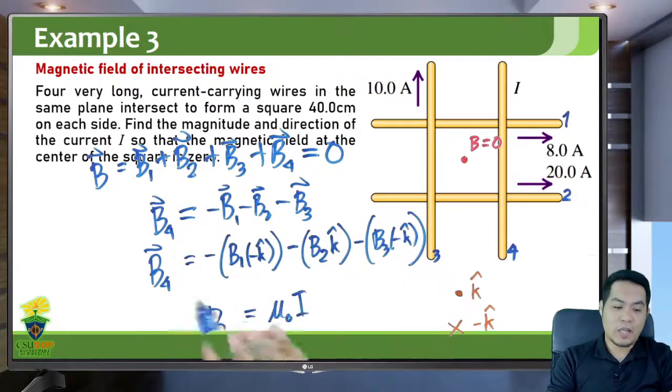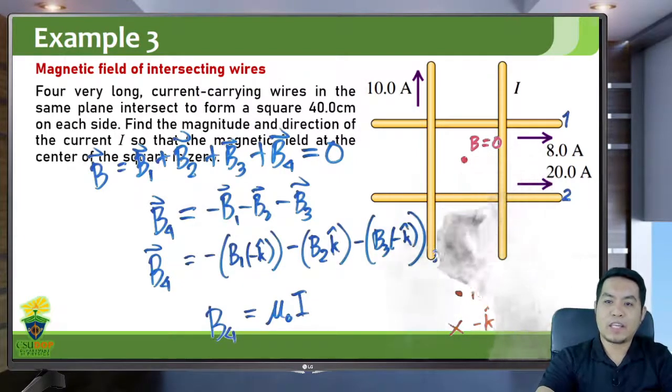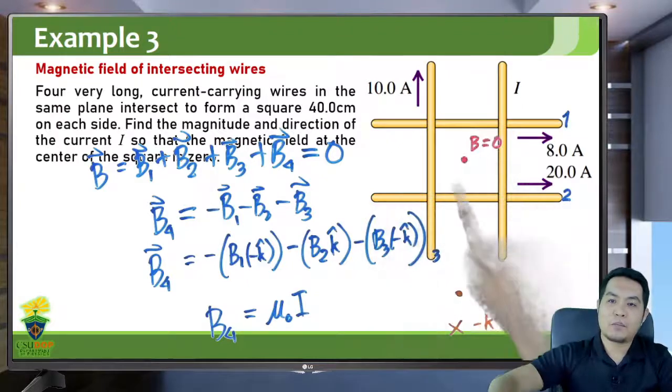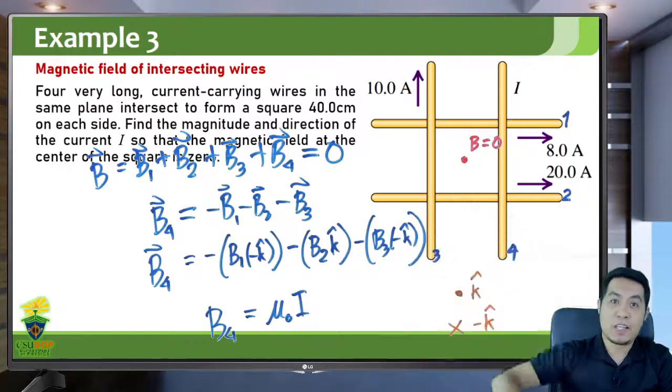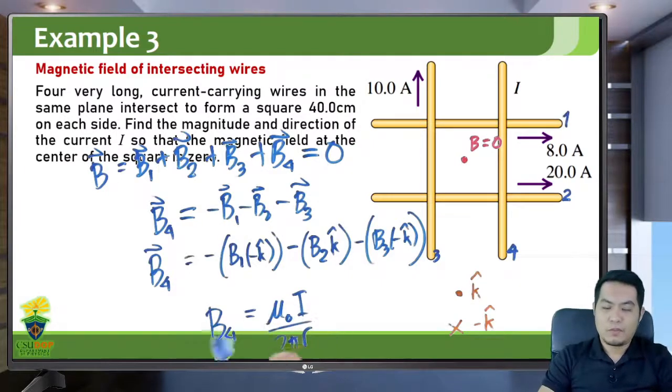If the direction of B4 is positive k hat, out of the page, meaning the current is upwards. Or if the direction of B4 is into the page, meaning the current is downwards. So you can deduce the direction of the current in wire number 4, provided you know the direction of B4. So mu naught I over 2 pi R. To solve for the magnitude of the current, knowing B4, manipulate this equation to solve for I. Then you can get your final answer.